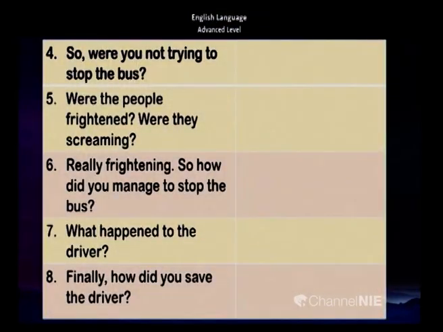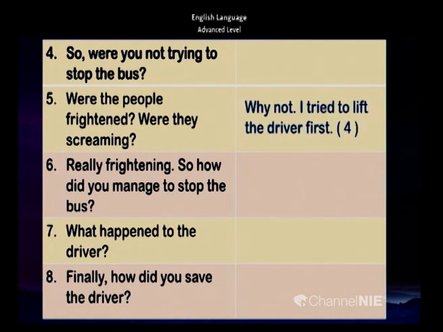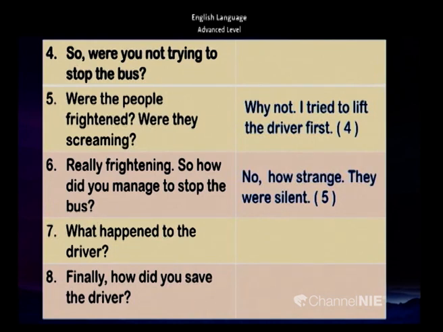Let's see. Another person asks, so were you not trying to stop the bus? Can you remember whether he was trying to stop the bus or not? Yes, this is his answer. Why not? I tried to lift the driver first. Then another person asks, were the people frightened? Were they screaming? Can you remember the reaction of the people on the bus? Nothing was there about the reaction, right? So Ramya says very frustratingly, no, how strange, they were silent.